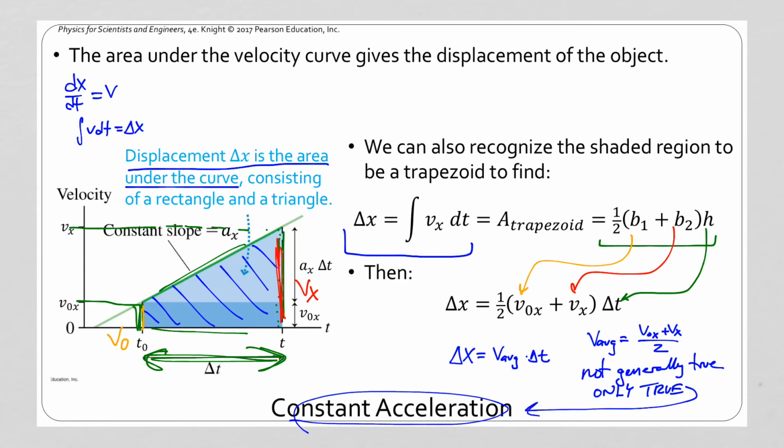But what we have here is another relationship between how far we've traveled during this interval of acceleration, how much time this interval of constant acceleration has lasted, and our initial and final speeds during this interval.